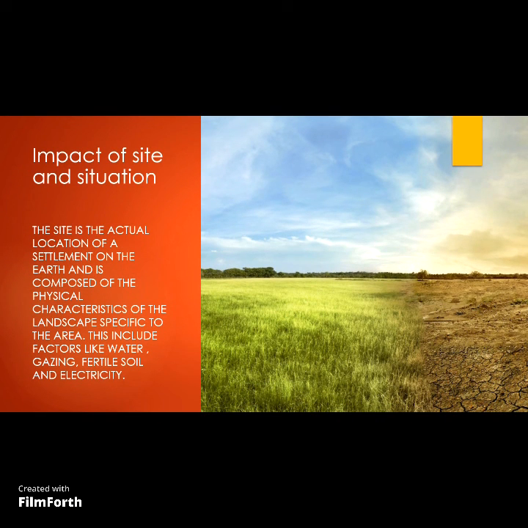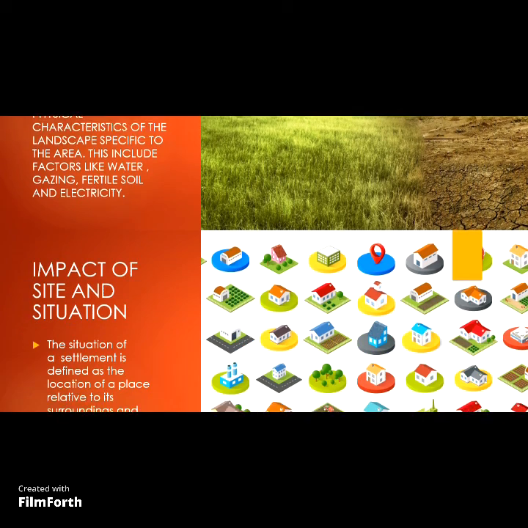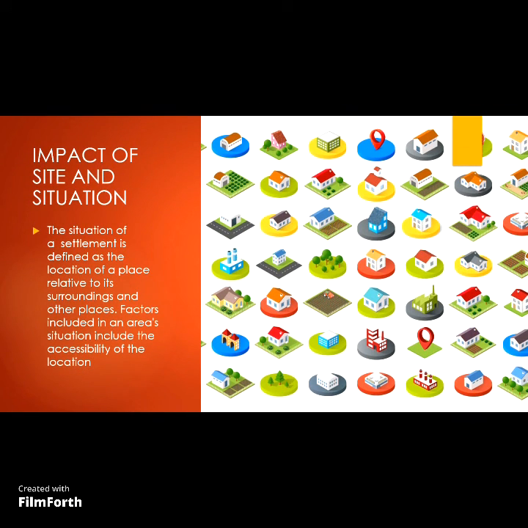Impact of site and situation. The site is the actual location of a settlement on the earth, and it's composed of the physical characteristics of the landscape specific to the area. These include factors like water, grazing, fertile soil, and electricity. The situation of a settlement is defined as the location of a place relative to its surroundings and other places. Factors included in an area's situation include the accessibility of the location.